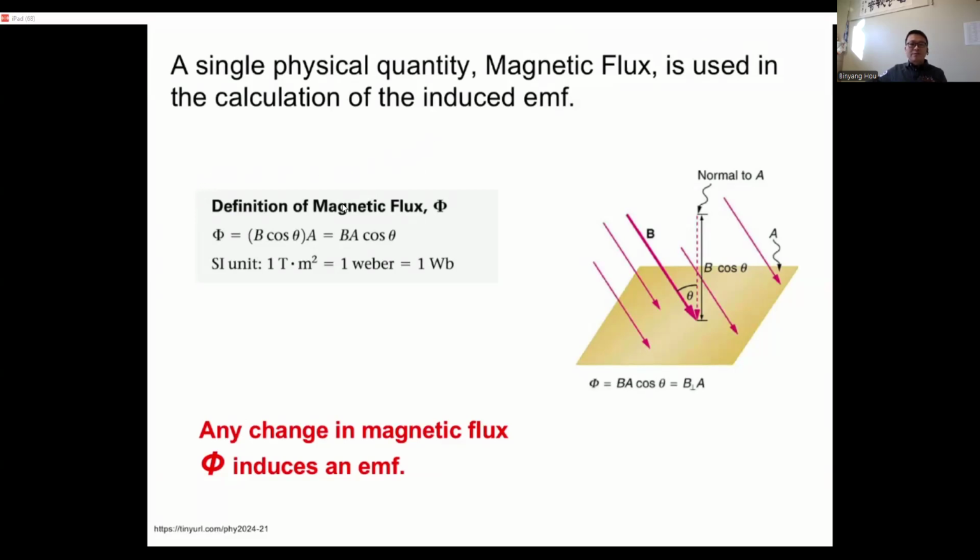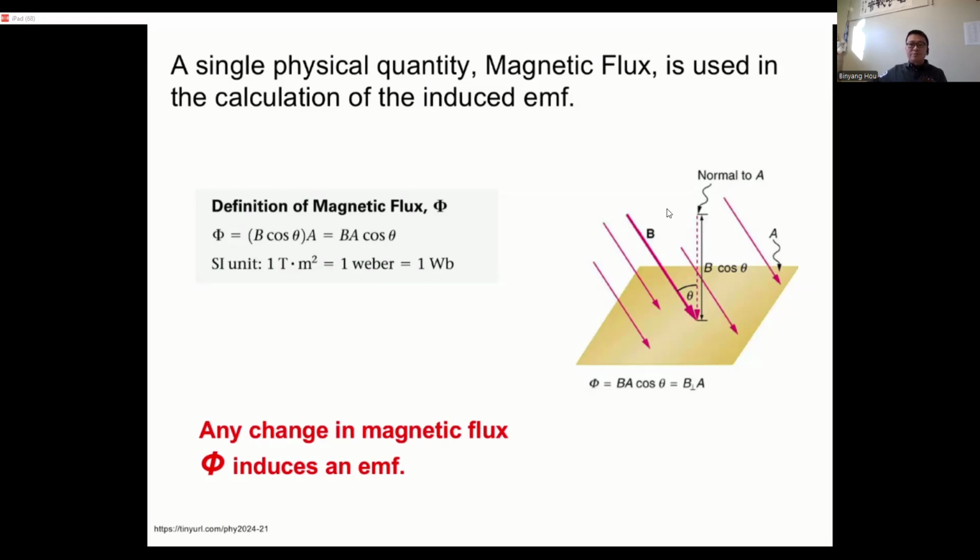So the magnetic flux definition is somewhat similar to the definition of electric flux. It's a measure of how much magnetic field passes through an area A. The magnetic flux is the magnetic field times the area of the surface times cosine of theta, where the angle theta is measured between the normal direction and the direction of the magnetic field. So that's a cosine factor there.